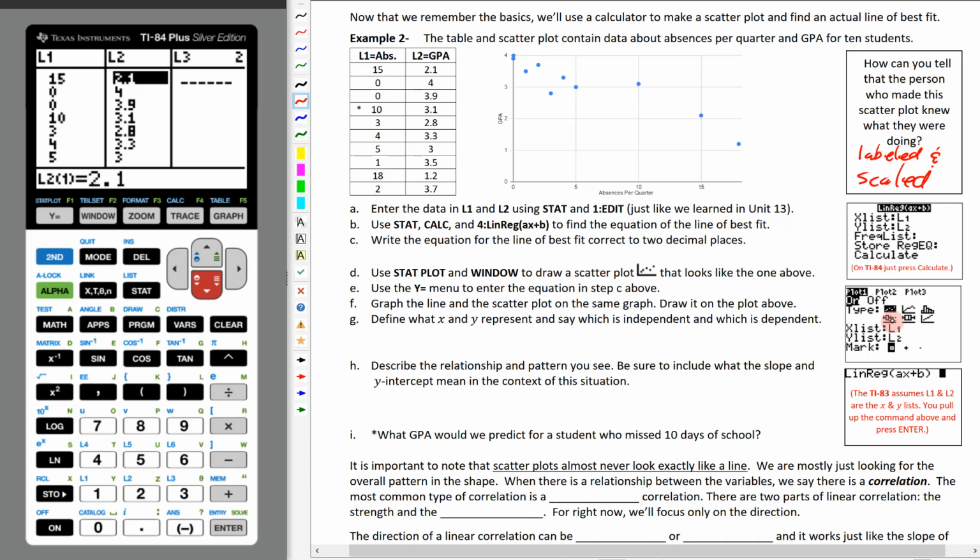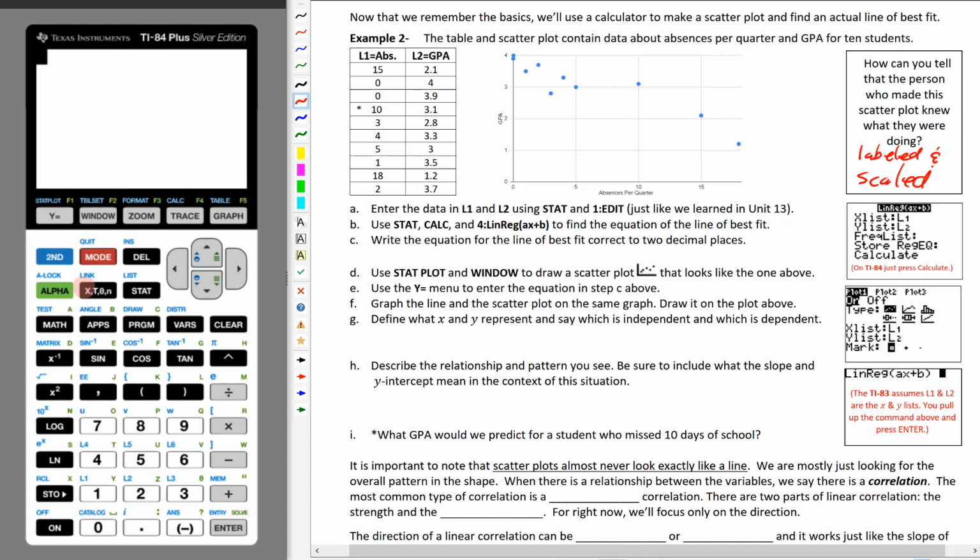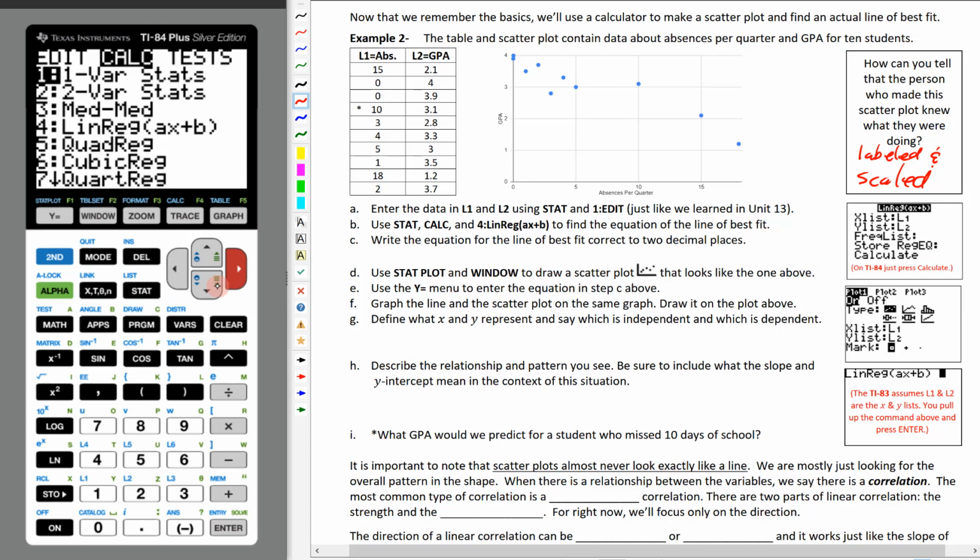This is what we'd want to make it look like if we were going to draw a scatter plot, which we'll do in just a second. So over here's kind of roughly what you need to make those look like. So we're going to go ahead and do a linear regression. I'm going to hit 2nd quit, and we're going to hit stat, and we're going to hit calculate, because what we want to do is calculate a line of best fit, and that's called a regression. We'll talk more about what regressions are later on in the unit.